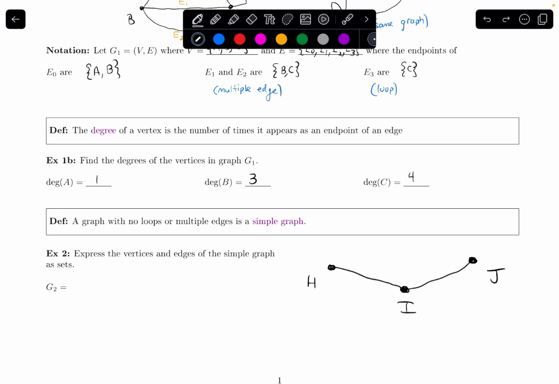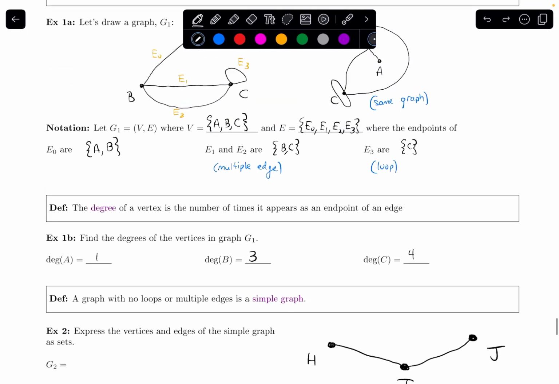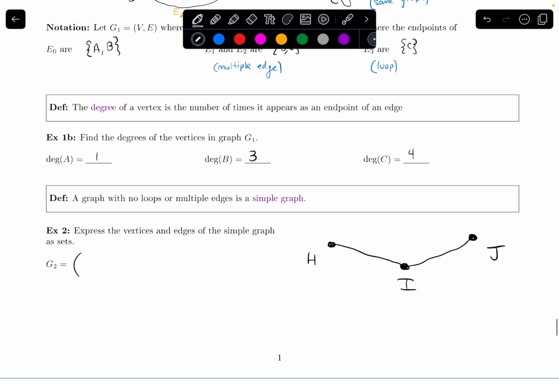So let's express the vertices and edges of the simple graph as sets. Okay, so recall that when we do that, my notation is I have this big old parentheses, and I'll put a comma in between. And then first, I'll have a set where I list all the vertices, and after that, I'm going to have a set where I list all the edges. So my vertices, well, I see three of them.